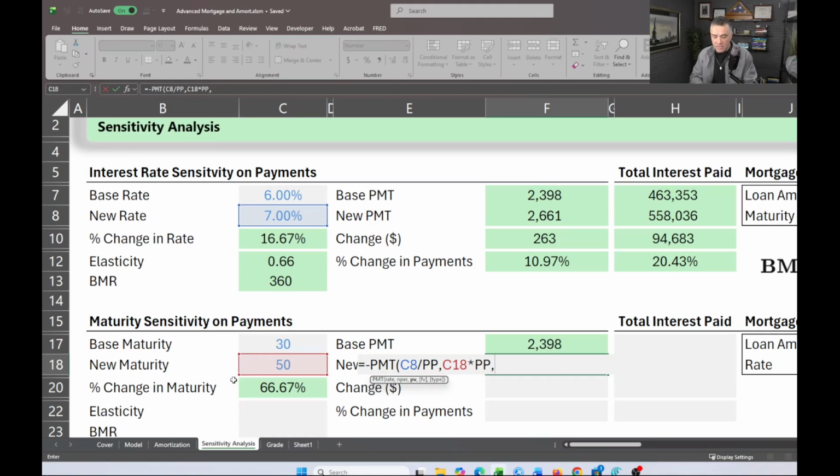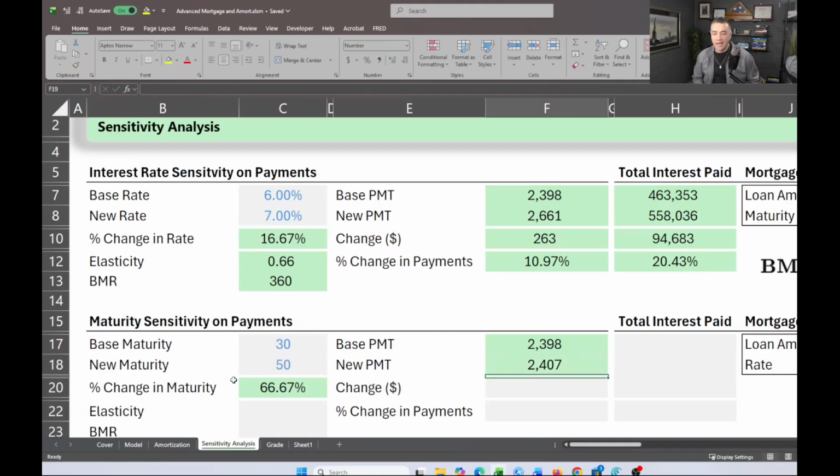And then next is our loan amount, comma, next is our future value. And then we can close it up. Oh, wow. Look at that. Probably asking like, you're paying more per month. This is why the 50-year makes no sense. More per month if it's a 7% interest rate.